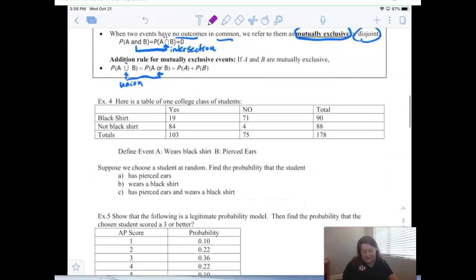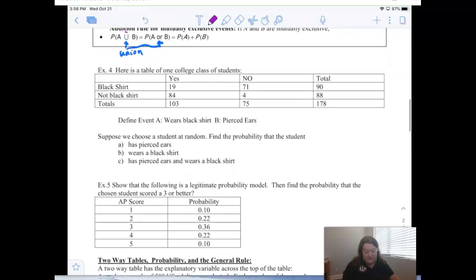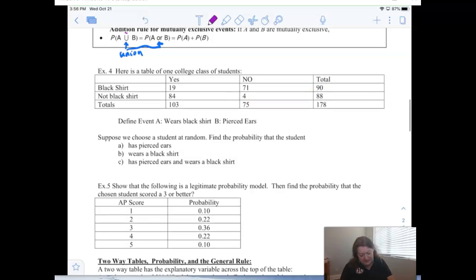All right, so here, let's try an example. Here's a table of one college class of students, and they were asked a second question, I think. I got this from a book. I think the other question that they were using is, did you have pierced ears? So that's the yes or the no part. And then what color shirt were they wearing? They were either wearing black or not black. By the way, that's a really easy way when you're doing probabilities. If you're not sure what to write for the other one, it's just "not" the first one. Black or not black. I don't have to list all the colors for the second one, or just say other colors. Just black and not black.